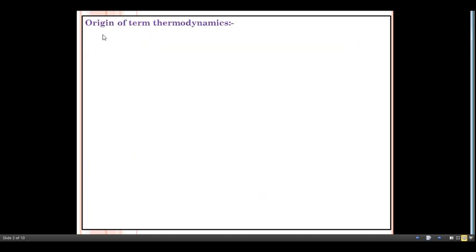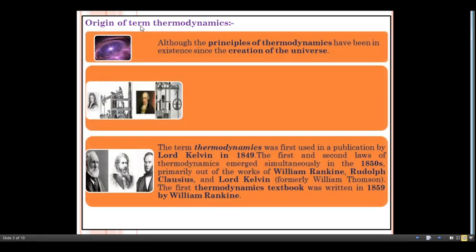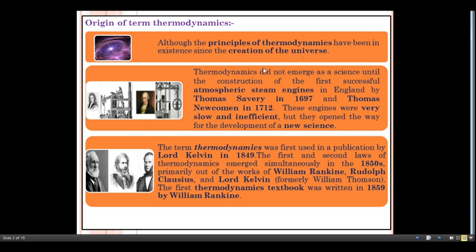Let us see the origin of the term thermodynamics. Although the principles of thermodynamics have been in existence since the creation of the universe, the commercial use of thermodynamics starts from the origin of steam engines.